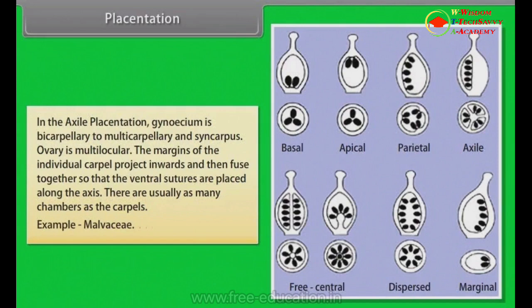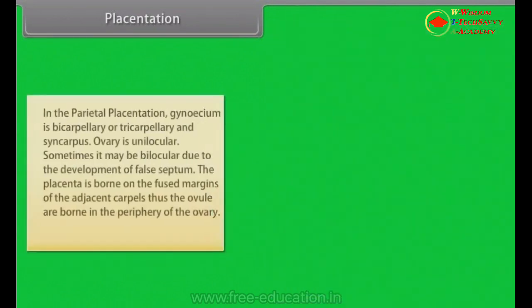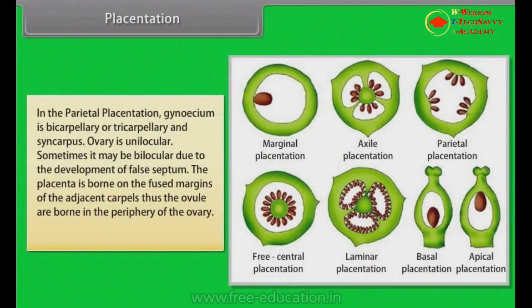Example: Malvaceae. In the parietal placentation, gynoecium is bicarpellary or tricarpellary and syncarpous. Ovary is unilocular. Sometimes it may be bilocular due to the development of a false septum. The placenta is borne on the fused margins of the adjacent carpels. Thus, the ovules are borne on the periphery of the ovary.